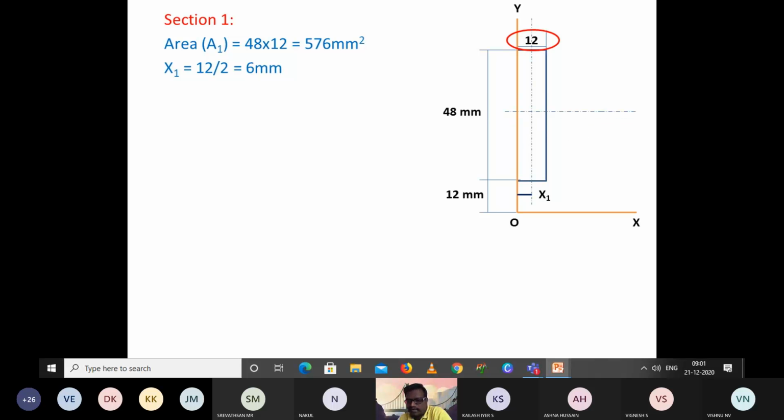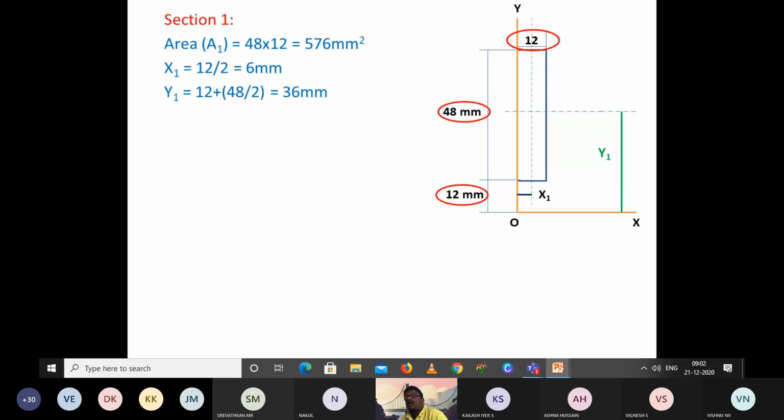Again I will repeat. See here, this particular axis is the center of section 1 in the L section. When I am calculating with respect to the OX axis, this distance will be 12 plus 48 divided by 2. Most of us will miss this 12 during the calculation. Please make a note that you have to calculate y1 with respect to the OX axis. We already have 12, and then 48 divided by 2 will give the center of the section. This particular length is y1. Hope you understand better now, because last time I did it with a pen, but this will give a clear picture of what y1 is. So y1 is equal to 12 plus 48 by 2, that is 36 mm.